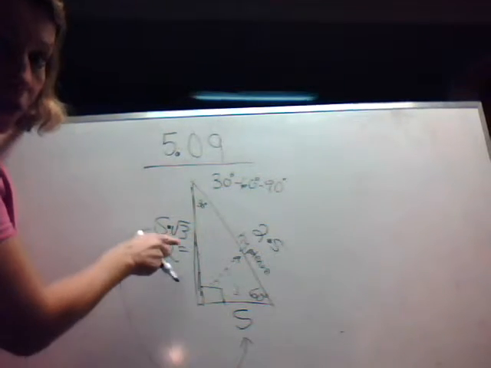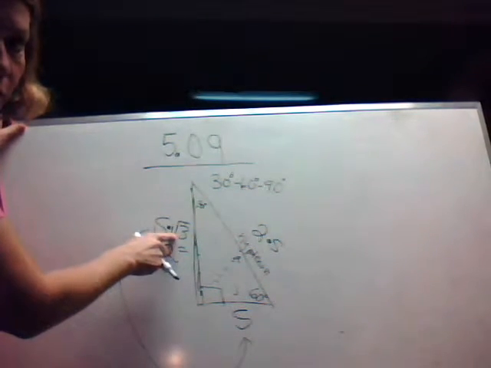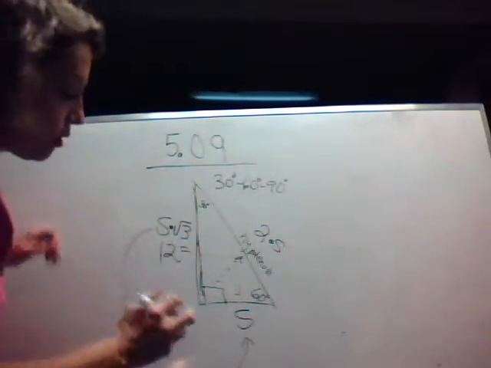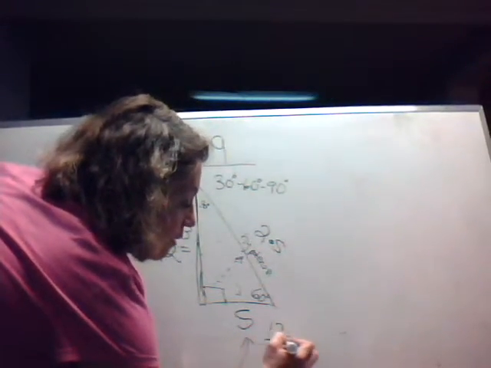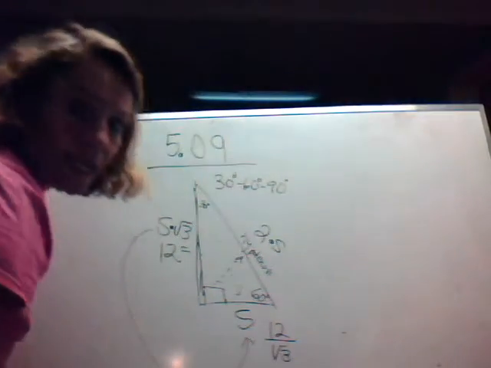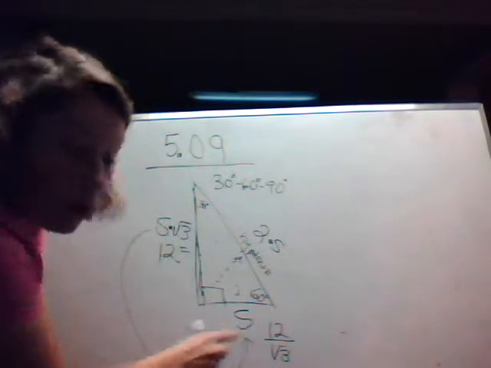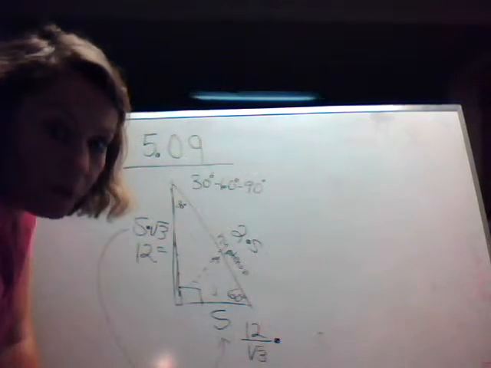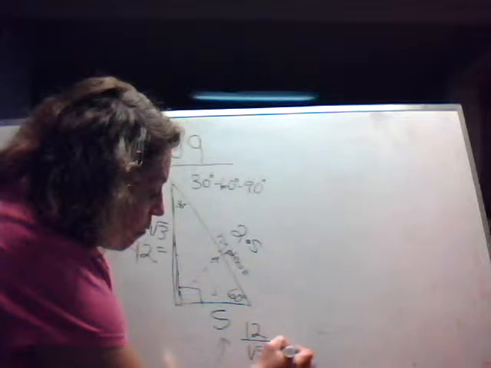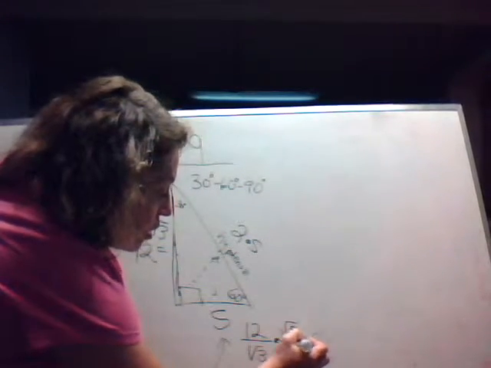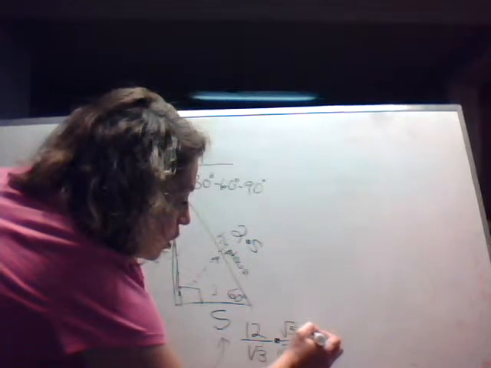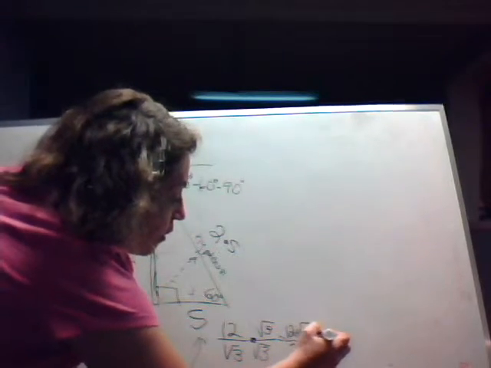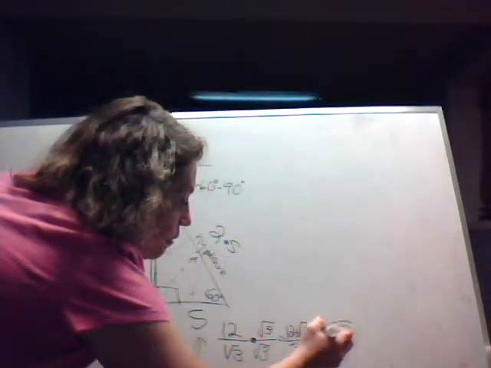Well, to go from short leg to the long leg, we multiply by the square root of 3. So to go from long leg to the short leg, we're going to divide by the square root of 3. Now, as we know, we cannot leave a radical on the bottom. So we have to clean it up. Whenever you have a radical on the bottom, you multiply by the same radical, the square root of 3 over the square root of 3. And that gives us a 3 on the bottom, 12 root 3 on top. 12 divided by 3 is 4. So it's 4 square roots of 3.